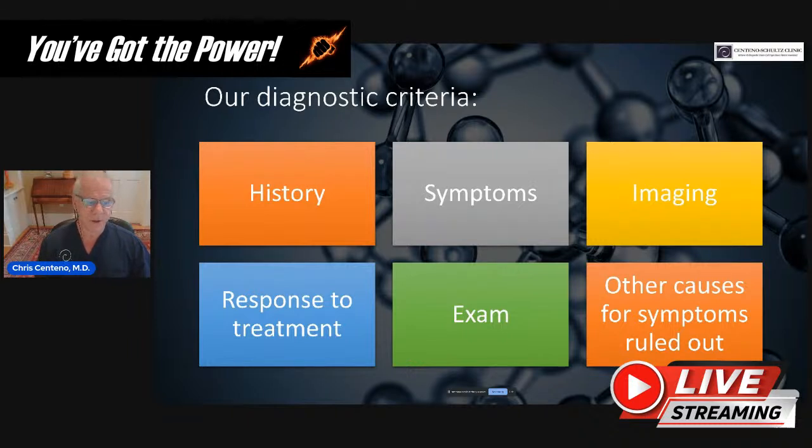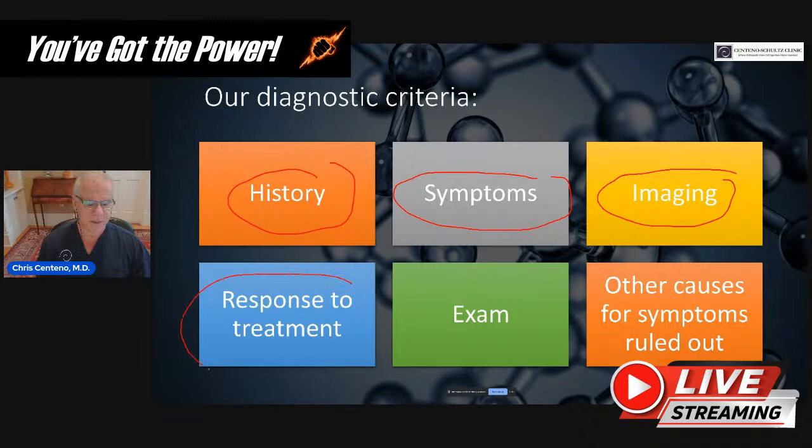So the components we'll look at today are history, and then symptoms, and then the imaging component, how we use that, response to treatment, the exam, and then other causes being ruled out. Because one of the problems with craniocervical instability is there's a lot of overlap between the symptoms of CCI and other types of problems that might share similar symptoms.